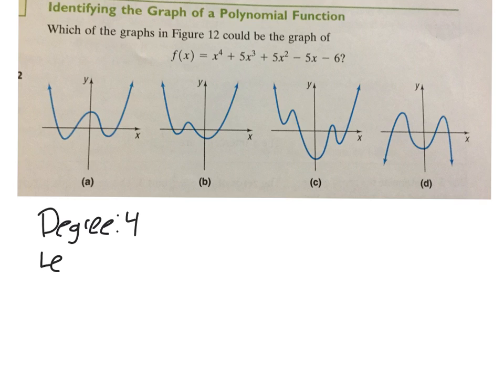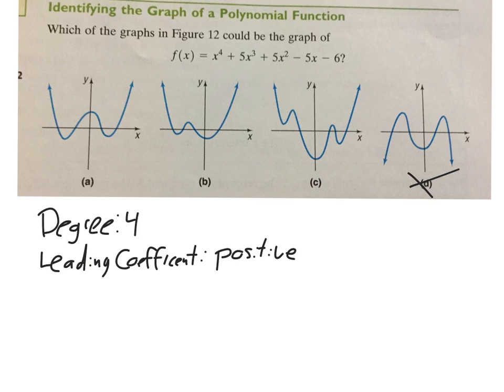So the next thing I'm going to look at is the leading coefficient. What is my leading coefficient? It's 1, which is positive. So if my leading coefficient is positive, the graph's got to open up. So it cannot be D. I've eliminated that. The next thing I'm going to look at is the maximum number of turning points. Since this is a degree 4 polynomial, how many turning points is it allowed to have? 3 or less. Yes. So the most turning points possible are 3.